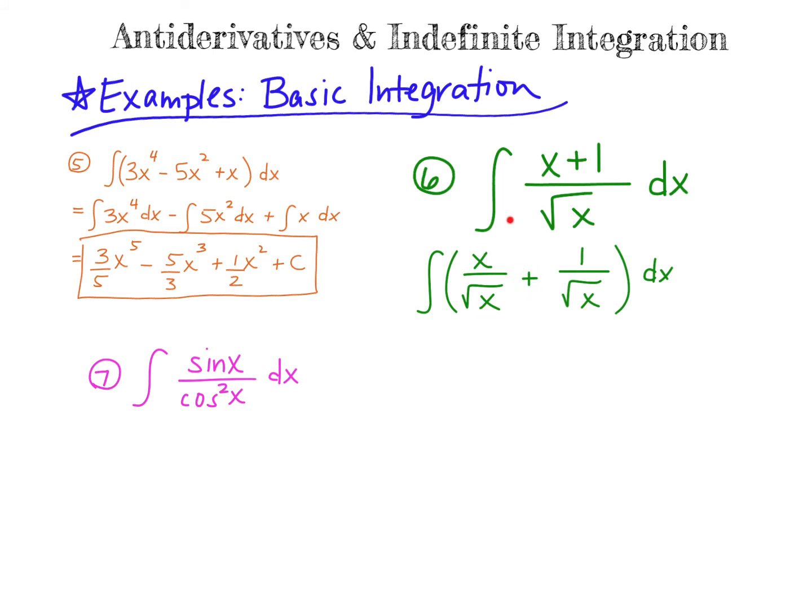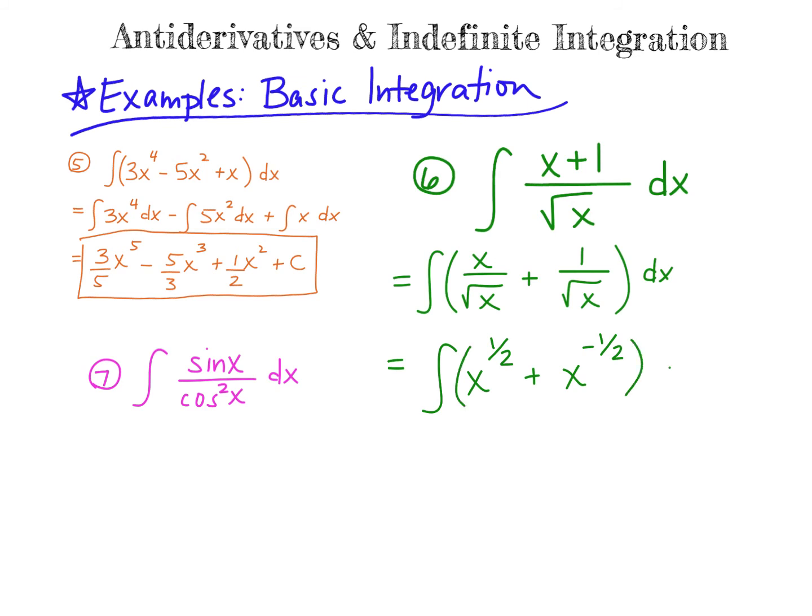So we have x to the first over x to the 1/2. When we're dividing powers with the same base, x, we subtract. So 1 minus half is half. So our first term ends up becoming just the square root of x, or x to the 1/2. Then our next term I'll rewrite as a power as well. It's 1 over the square root of x, so it's really x to the negative 1/2.